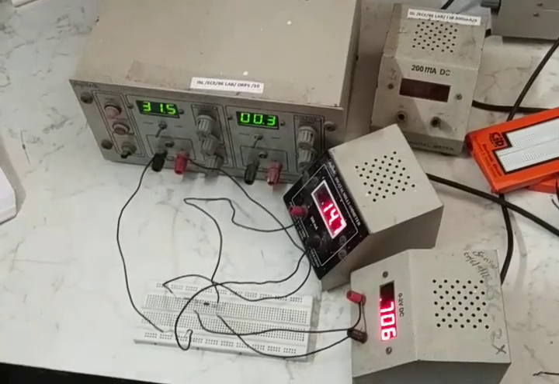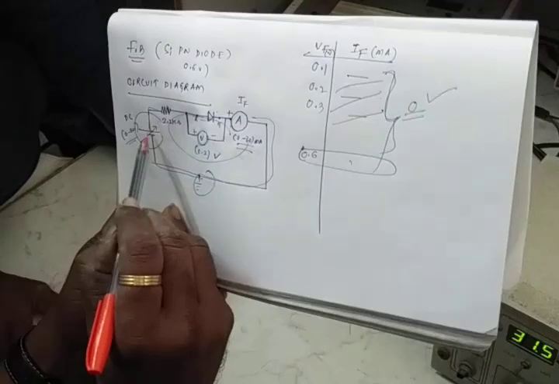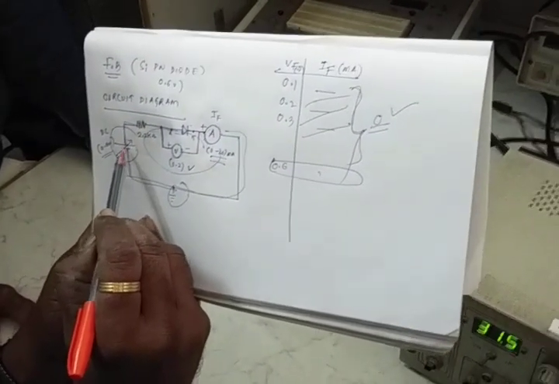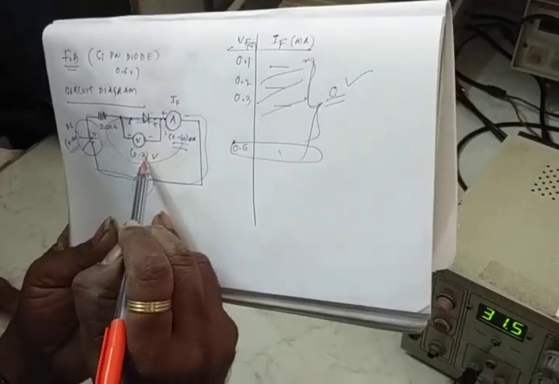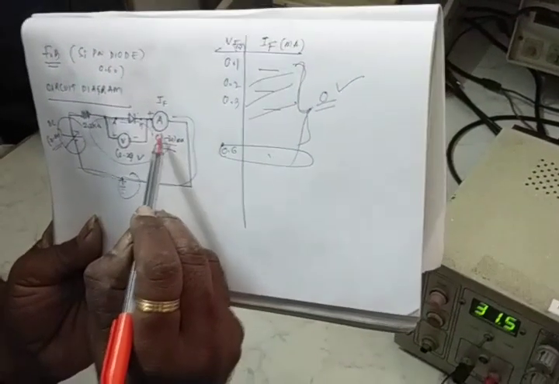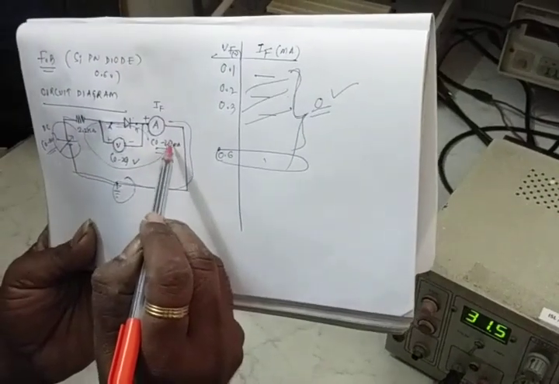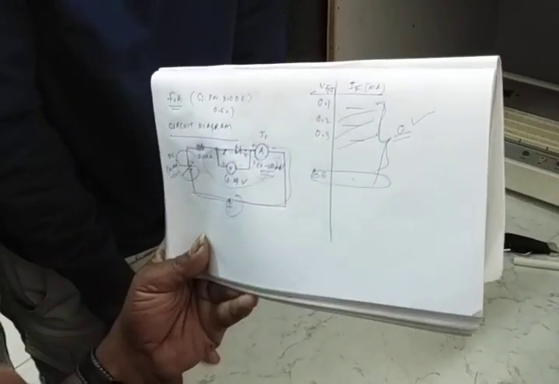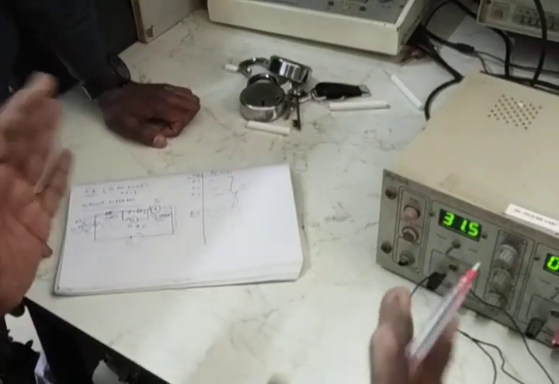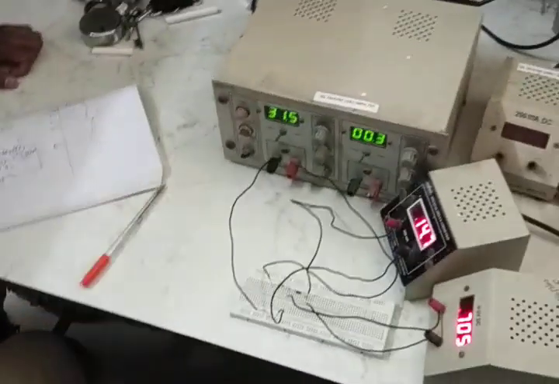Then what is the reverse bias? See this one in the circuit diagram. For reverse bias, this has to be changed. That means what is negative should be positive. And this circuit is the same. This voltmeter you have to use 0 to 20 volts. Ammeter you have to change to 0 to 200 microamps, because in reverse bias the current is very small. As I mentioned, resistance is more. So we will be using the microammeter in reverse bias. This is about the first experiment of EAE.